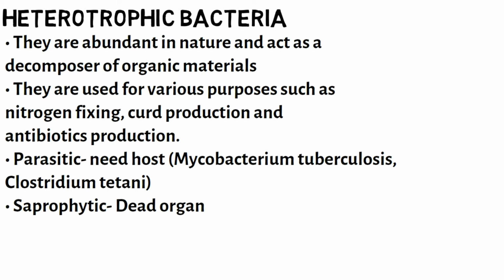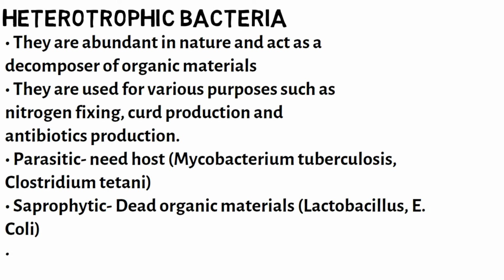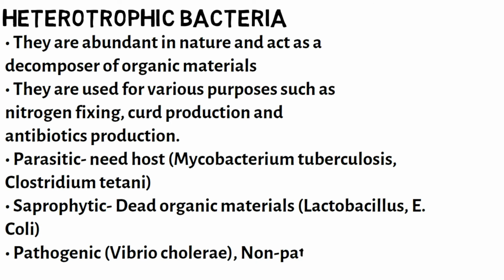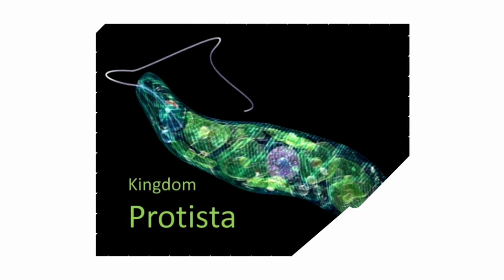Parasitic: need a host, Mycobacterium tuberculosis, Clostridium tetani. Saprophytic: dead organic materials, Lactobacillus, E. coli. Pathogenic: Vibrio cholerae. Non-pathogenic: E. coli. Kingdom Protista. Single-celled eukaryotes are kept under Protista.